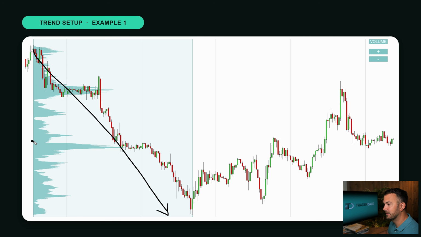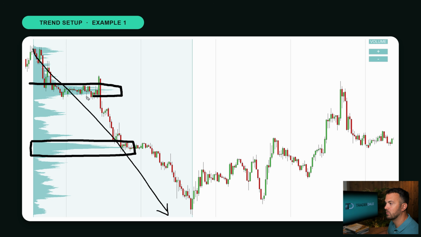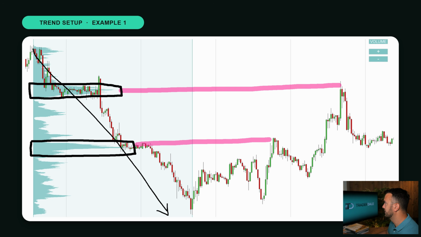So in this case, that would be this volume cluster and this volume cluster. Definitely the strongest volume clusters on this chart. You mark them and you wait for pullbacks.